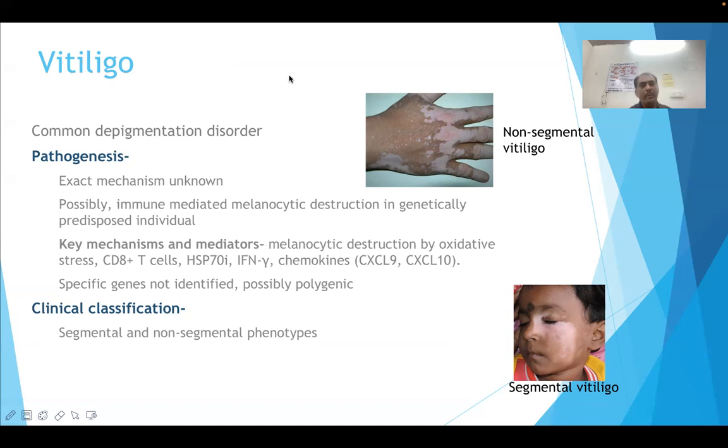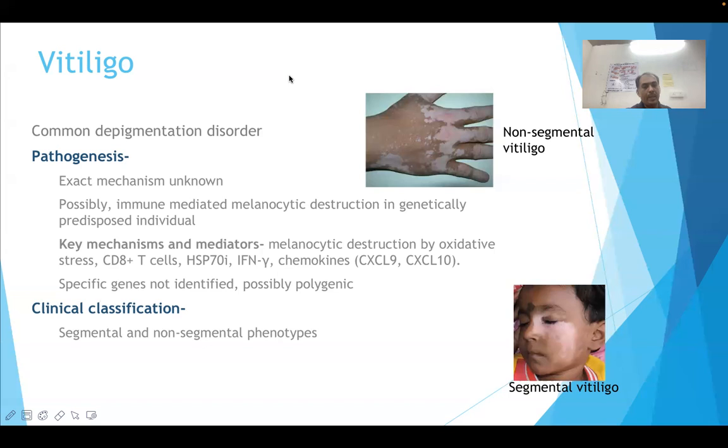So immune-mediated melanocyte destruction is the most commonly proposed mechanism wherein there is a destruction of the melanocytes by body's own immune system, so-called the autoimmunity. The key mechanisms and mediators involved in melanocyte destruction are oxidative stress, CD8 plus T lymphocytes, the HSP70i gene, the interferon gamma, chemokines, etc.